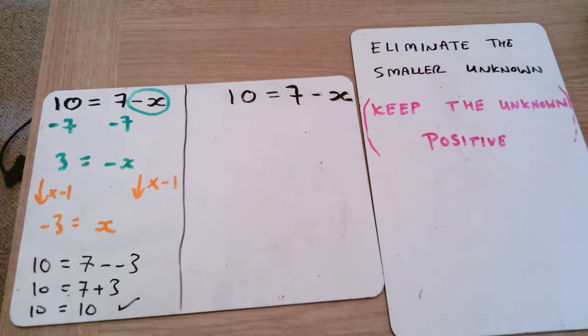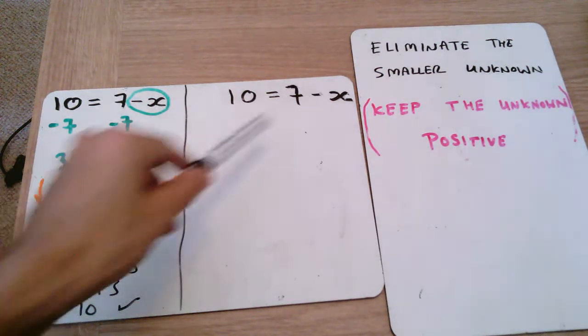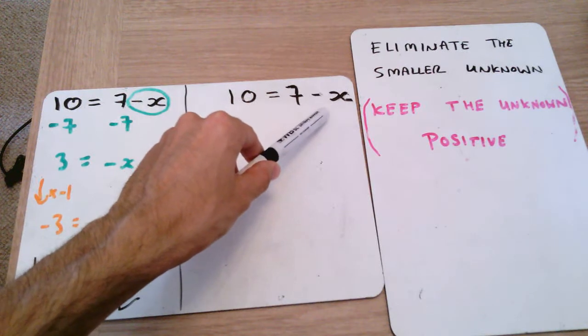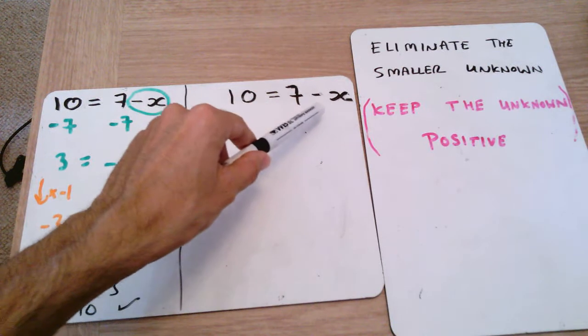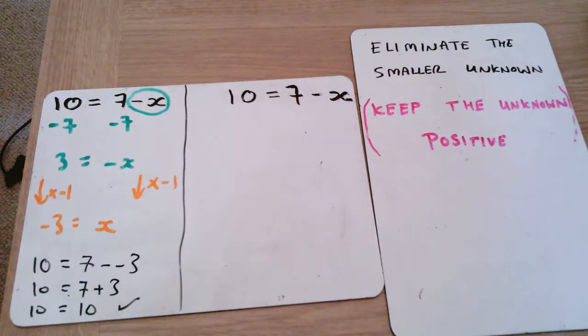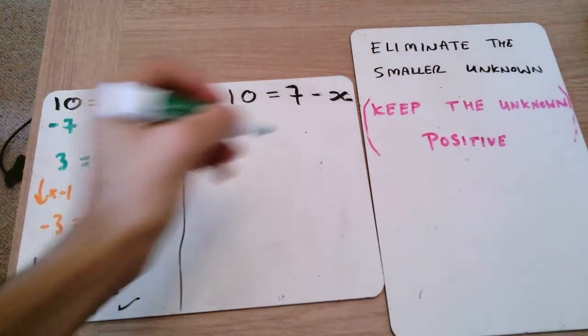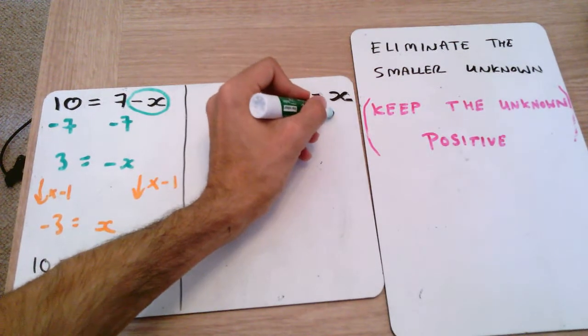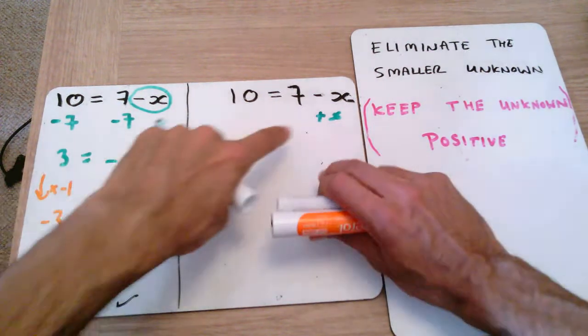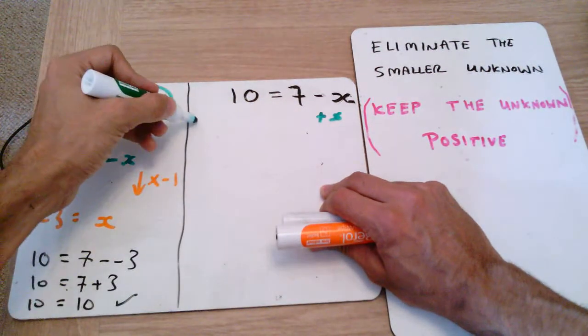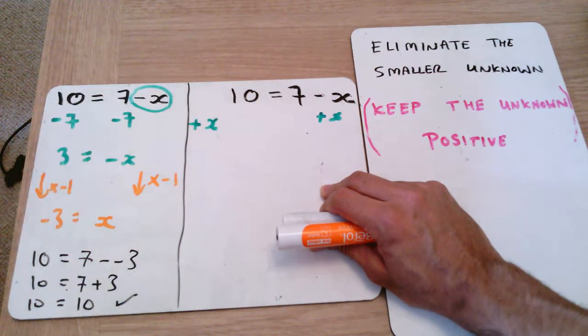Now, the example on the right-hand side is exactly the same, but I'm going to show you a slightly different method for this. And we only ever use this if we have negative unknowns. I've got this advice, keep the unknown positive. If I want to eliminate a negative unknown, I need to eliminate it from the right-hand side. To eliminate from the right-hand side, minus x plus x eliminates that out. But if I add x to this side, I also have to add x to the left-hand side.